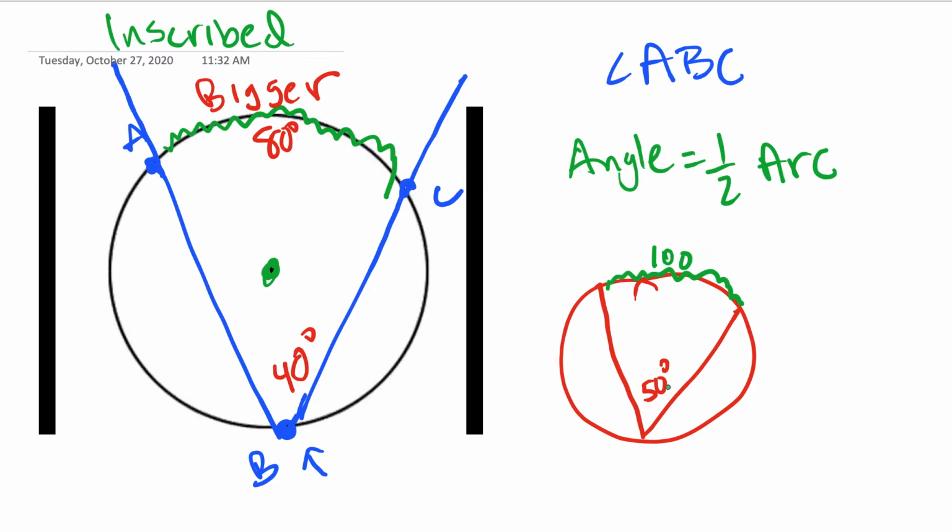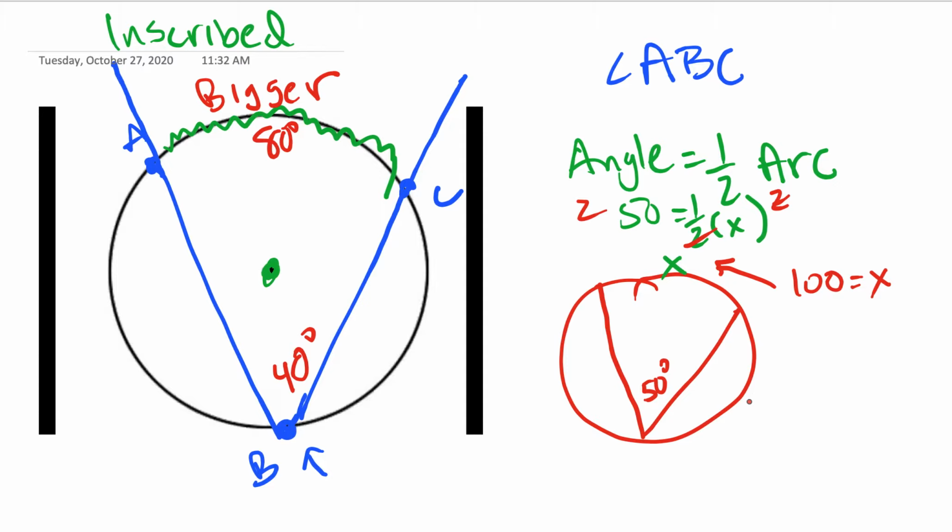Let's show why that happens with algebra. Well, if the angle is half the arc, we could actually put this in. If we don't know the arc, it's x, the angle is 50 equals 1/2 of x. When we multiply both sides by 2 to get x alone, 2 times 50 is 100, so x will be 100.